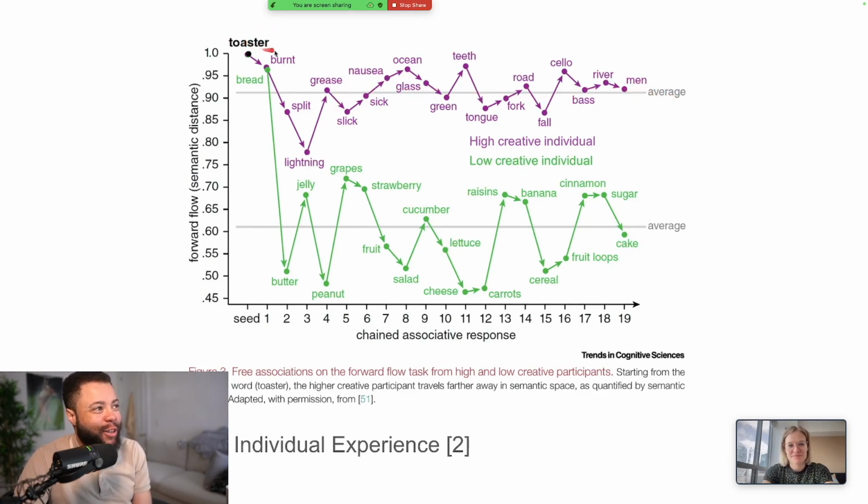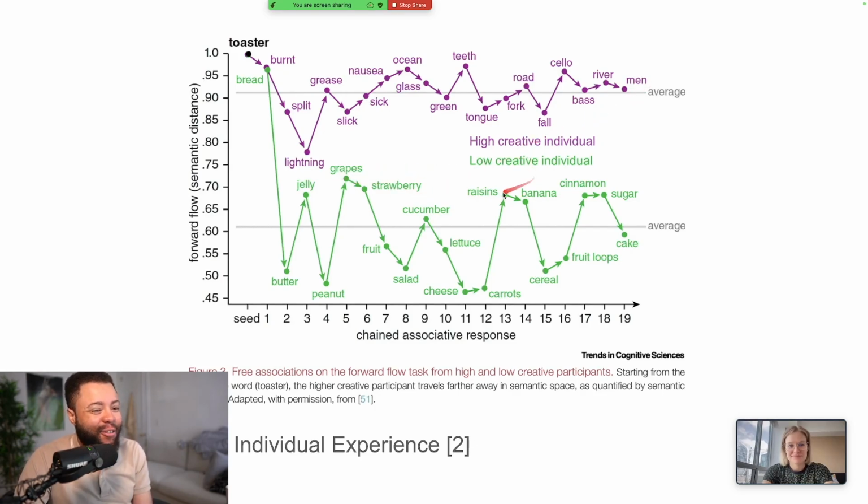to men. It turns out that this person followed the path: burnt, split, lightning, grease, slick, sick, nausea, ocean, glass, green, teeth, tongue, fork, road, fall, cello, bass, river, men. You know what I mean? Almost completely random nonsense, it feels like.